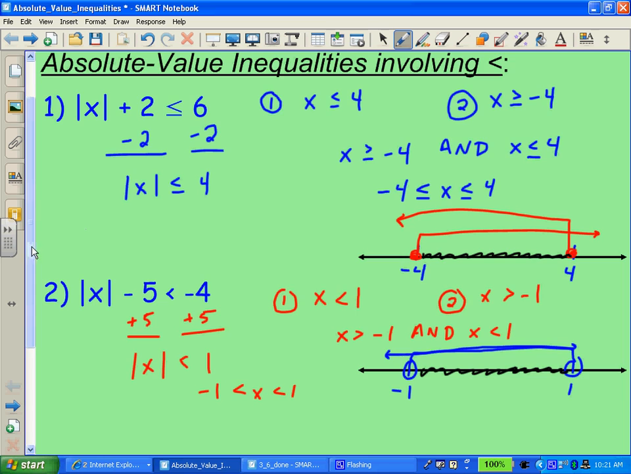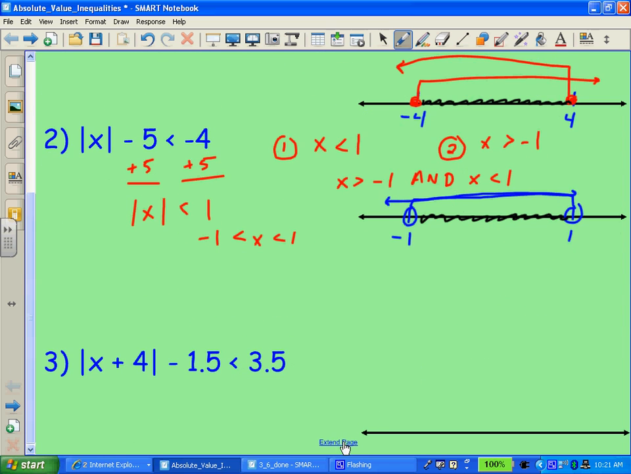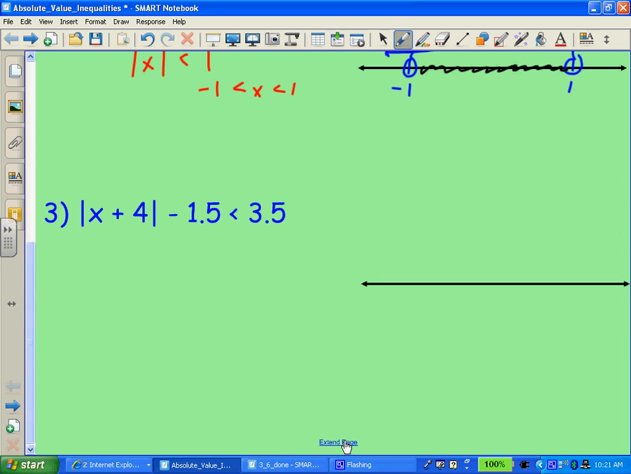Okay? One more example here. This one's a little bit tougher. Here, in my absolute value, I have x plus 4, and then minus 1.5. Again, I want to get my absolute value by itself. So I've got to get this x plus 4 by itself, so I've got to add 1.5 to both sides.